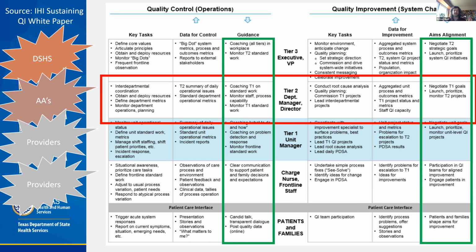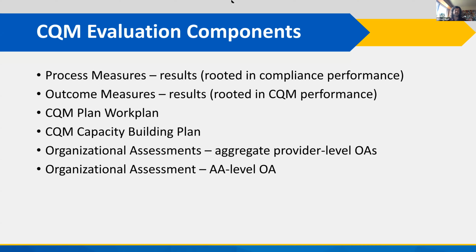So in terms of our CQM evaluation components, the polling question was a good indication of what those would be, but let's walk through. We have our performance measures, the process measures, and the results of those process measures that are rooted in compliance performance. So in order to provide case management, there's all these different things that we do incident to the provision of case management, and that's what we're measuring with process measures, what we're actually doing as a part of our care process. Outcome measures are the results, the so what. So that is really rooted in CQM performance.